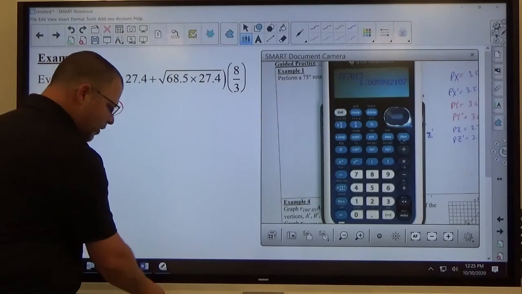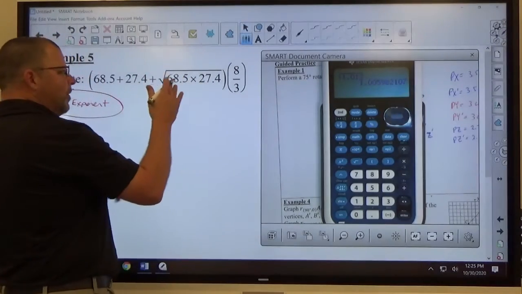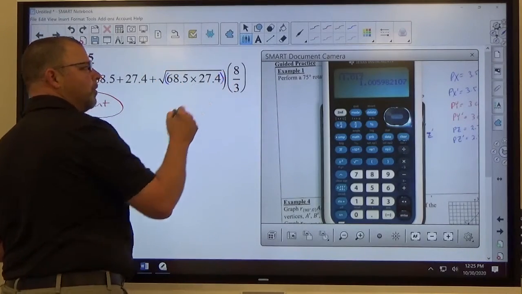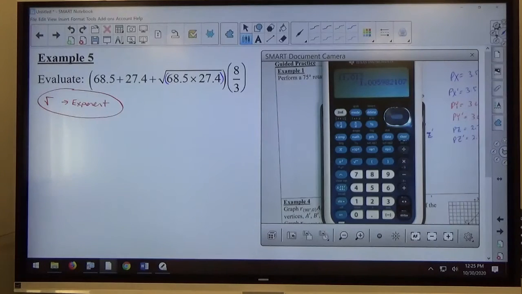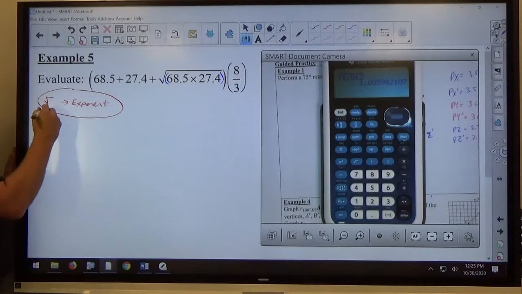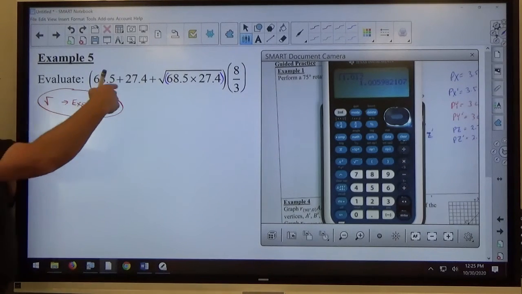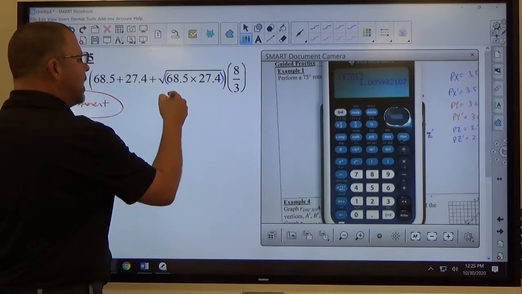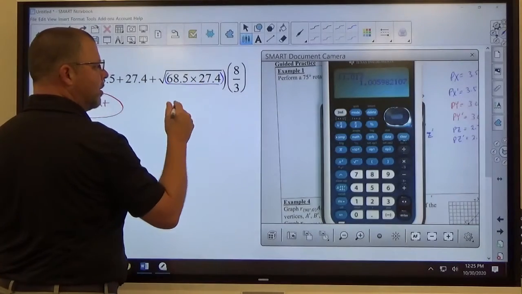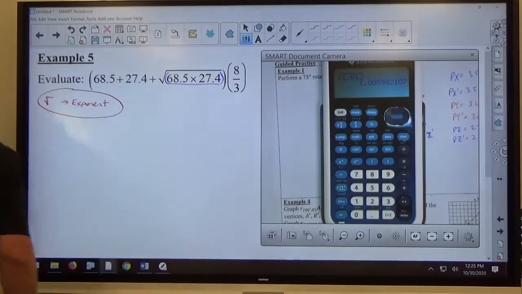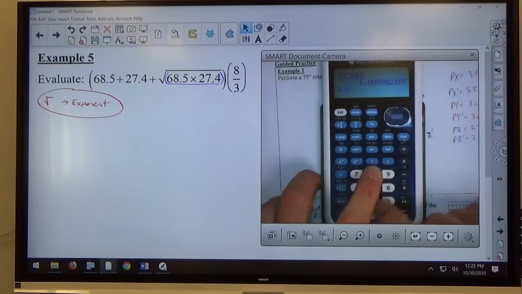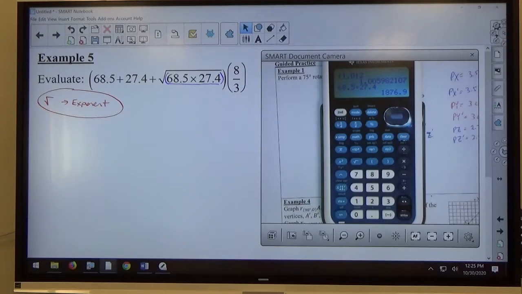Within this, there's no parentheses per se in the square root, but if you've got something going on inside the square root, officially that has to be evaluated before you square root. When you see square root, you want the square root of a single number. So the first thing I want to do here is multiply 68.5 times 27.4. I go to my calculator because that's not a simple calculation. 68.5 times 27.4 equals 1,876.9.